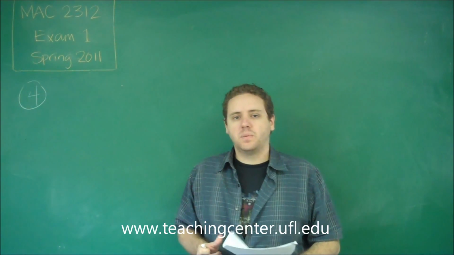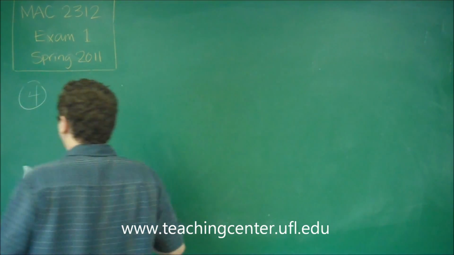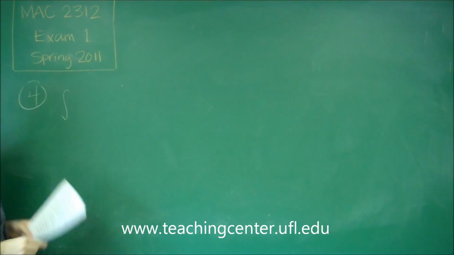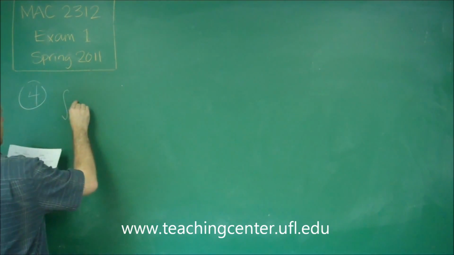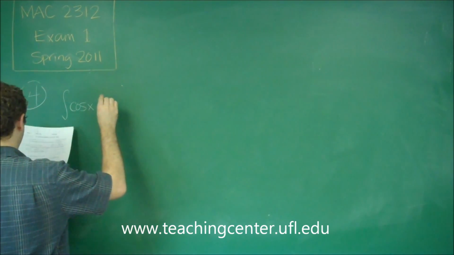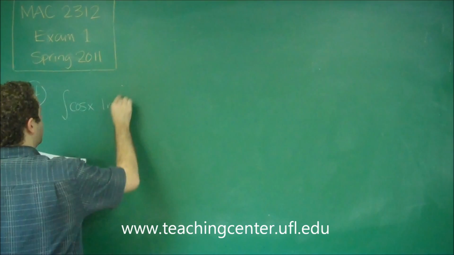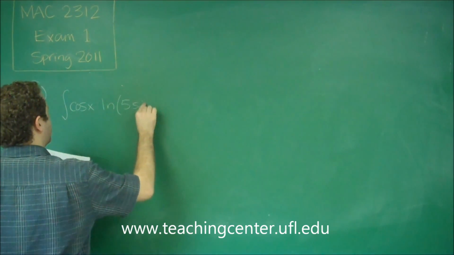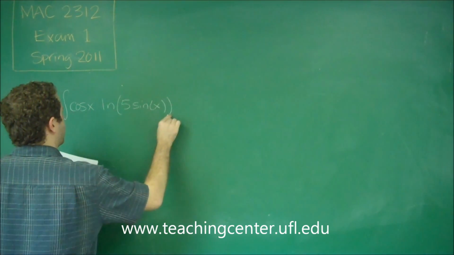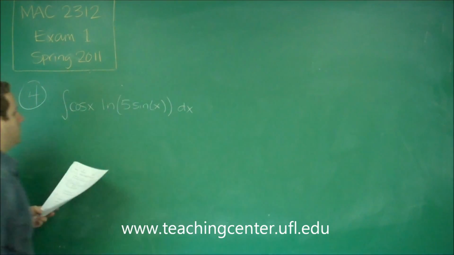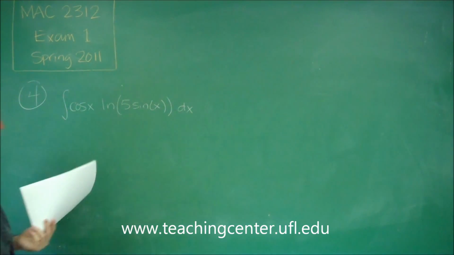So for number 4, we have a pretty complex looking integral, but with a substitution it becomes pretty simple. So we're going to have cosine of x ln of 5 sine of x. This is our integral here, and we need to evaluate this.